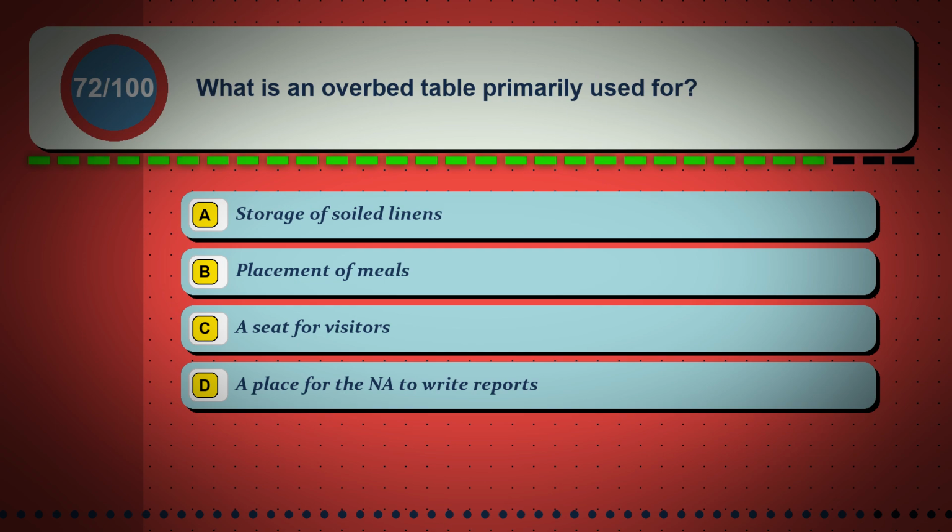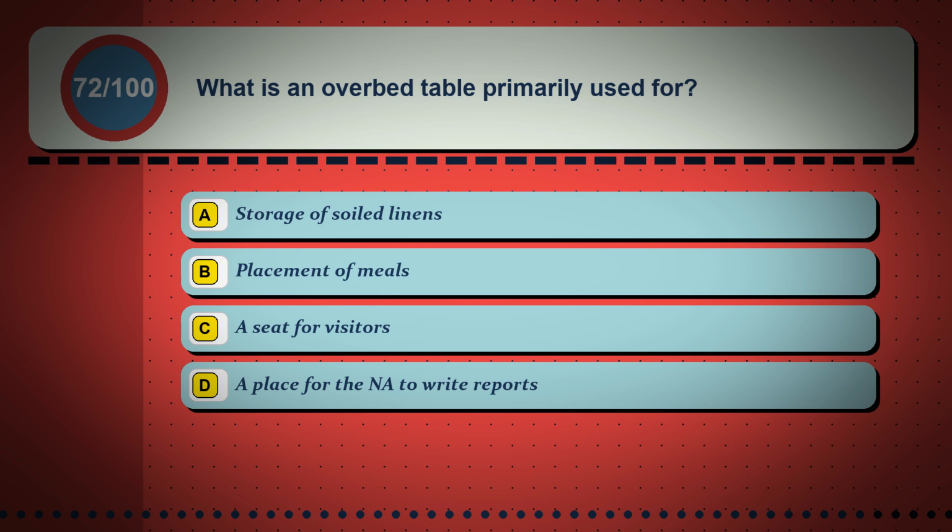Question 72. What is an overbed table primarily used for? Option A, storage of soiled linens. Option B, placement of meals. Option C, a seat for visitors. Option D, a place for the NA to write reports.